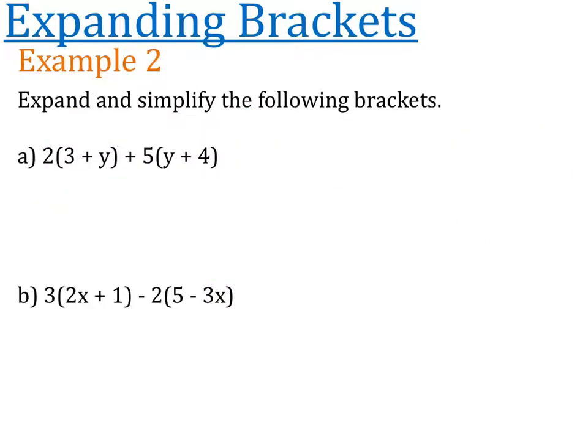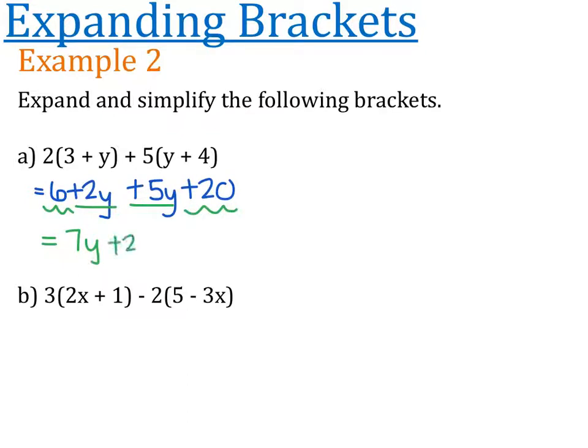On this next example, we've got expand and simplify the following brackets. This time it's 2 single brackets. You can see that this time I'm adding them together in the middle there. So let's go ahead and have a go at this. We've got 2 bracket 3y plus 6 plus 5 bracket 5y plus 4. So I expand the first lot of brackets, 6 plus 2y, and the second lot, 5y plus 20. And then just like yesterday, I can simplify. So I've got plus 5y and plus 2y, which gives me 7y, and 6 plus 20, which is 26.